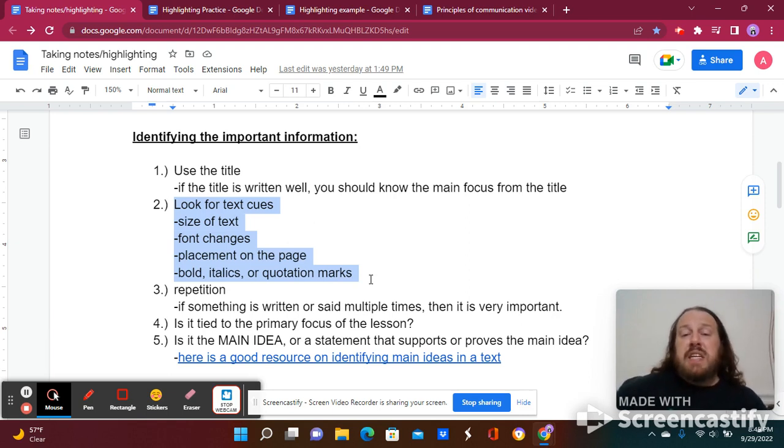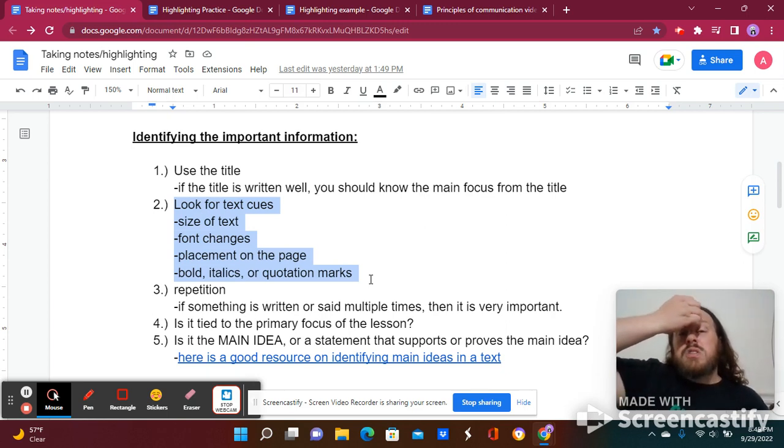Also, biggest keys, look for bold, look for italics, look for quotation marks. Those are all super big signposts that are saying this thing is important here. We want you to look at this. So that's going to be important information.